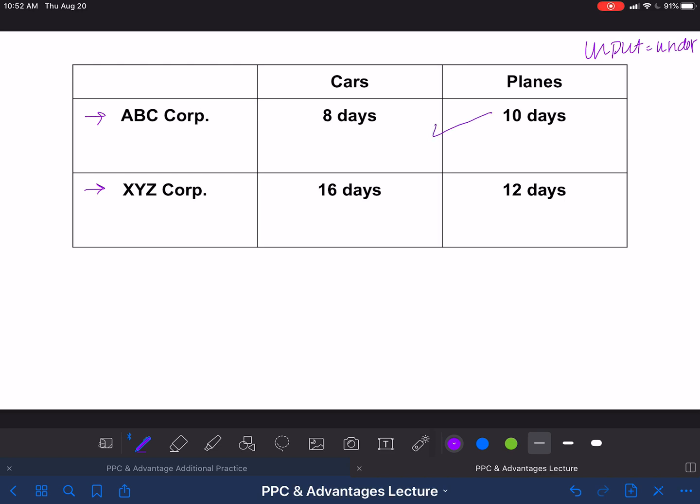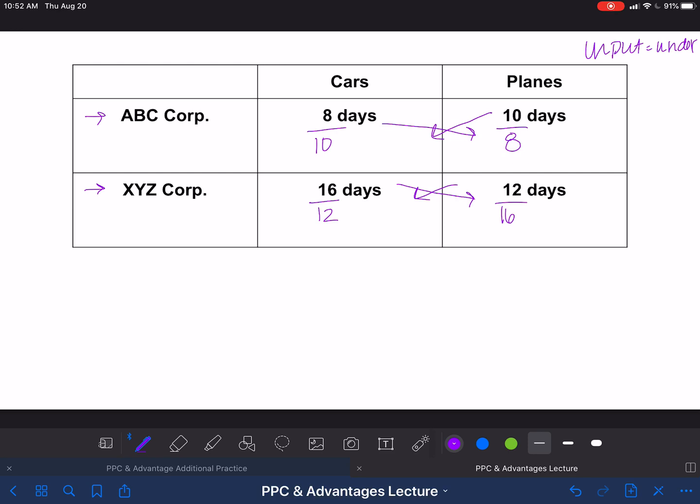So we're going to take the 10 and put it under 8. And then we're going to take 8 and put it under 10. We're going to take 12 and put it under 16. We're going to take 16 and put it under 12. See how I went under when I was setting up my ratios.